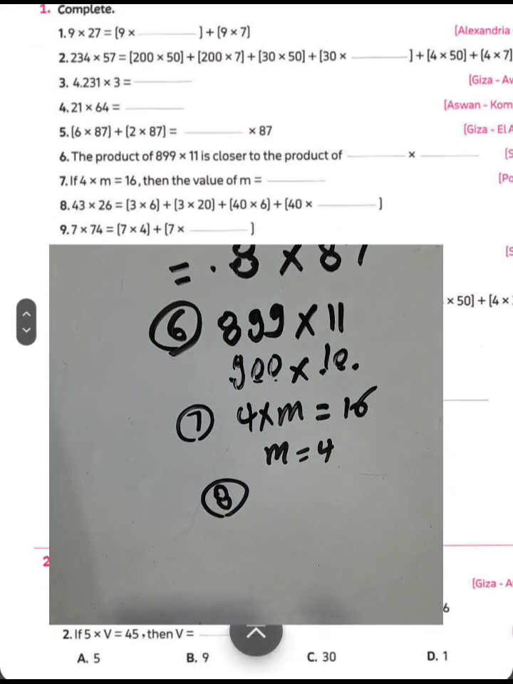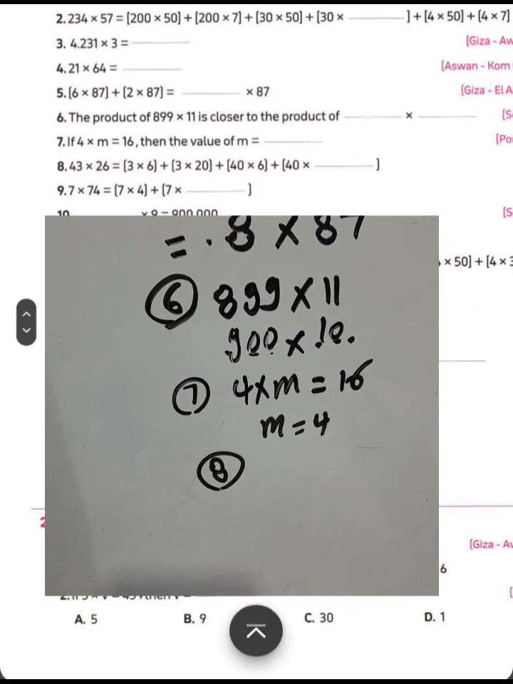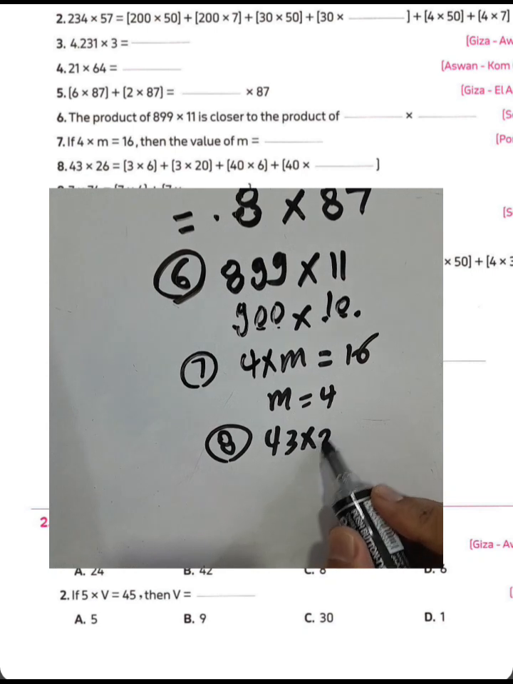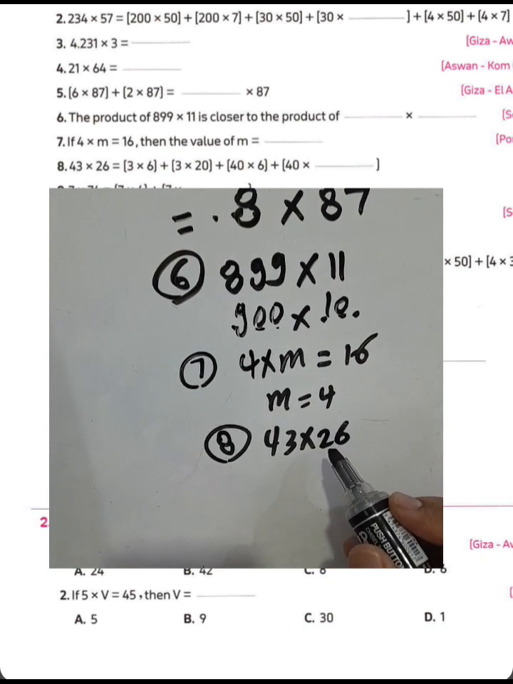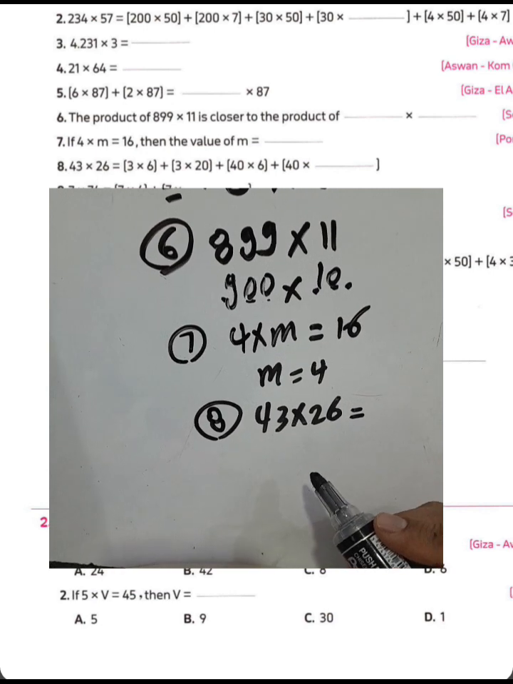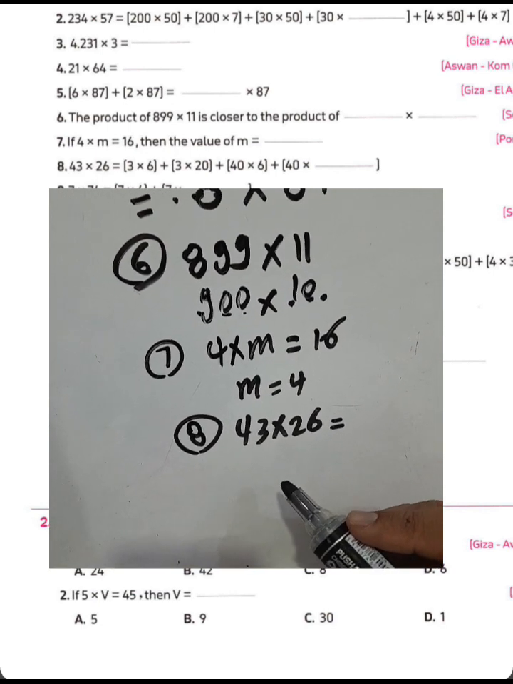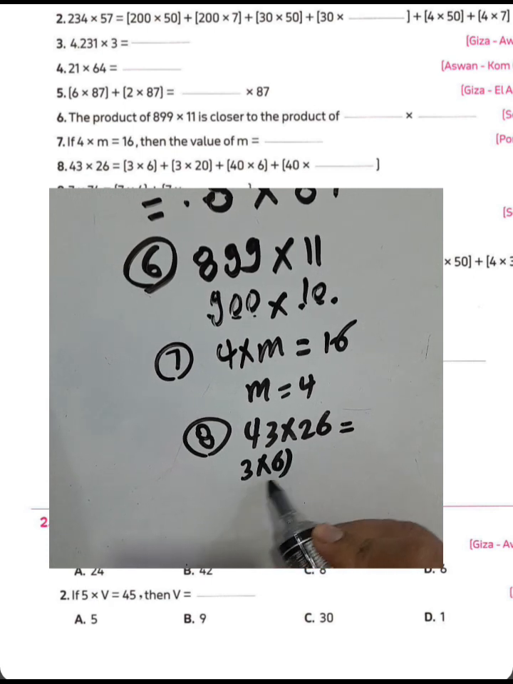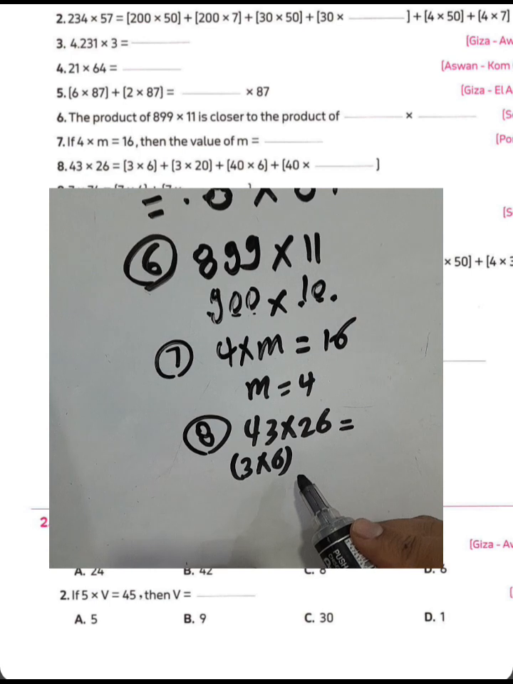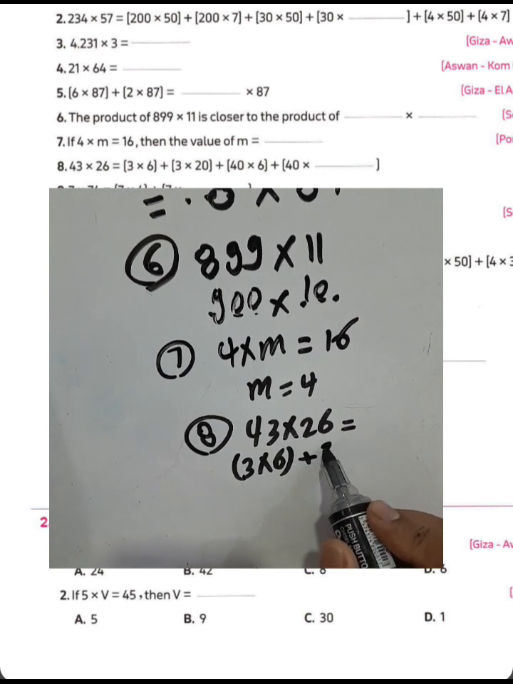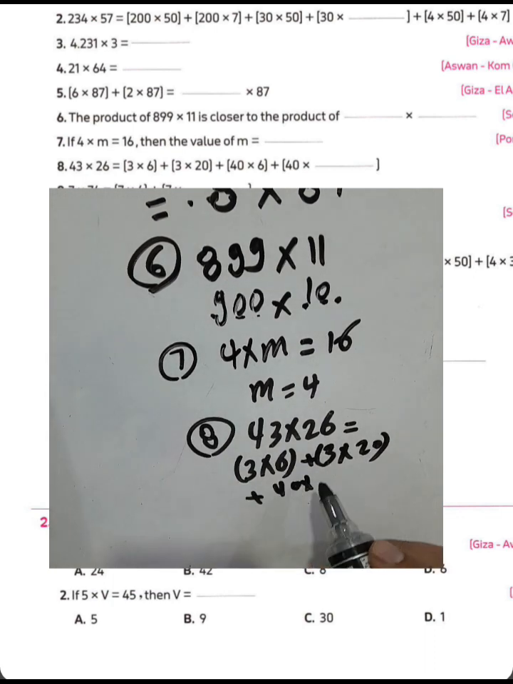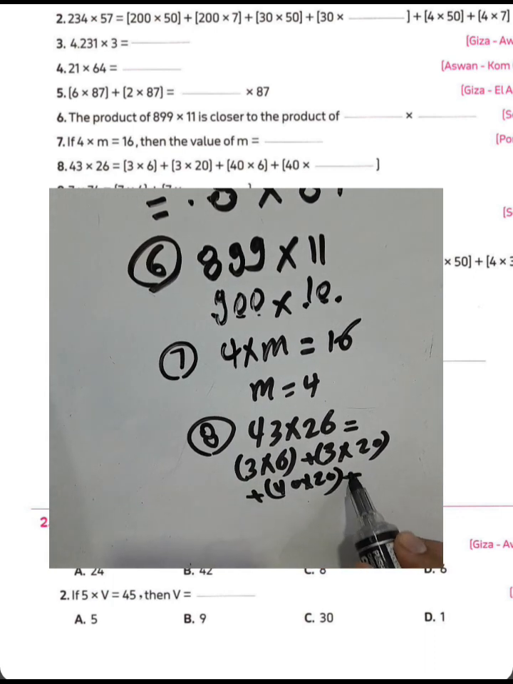Question 8. 43 times 26 equals 3 times 6 plus 3 times 20 plus 40 times 6 plus 40 times space. We used here the expanded form of multiplication. 3 lies in the ones, 3 times 6 plus 3 multiplied by 20. And 4 here is 40, it will be 40 times 20 plus 40 times 6.